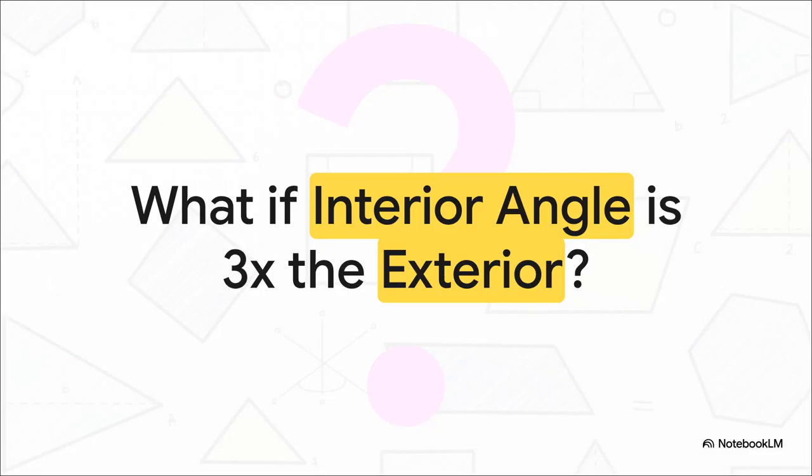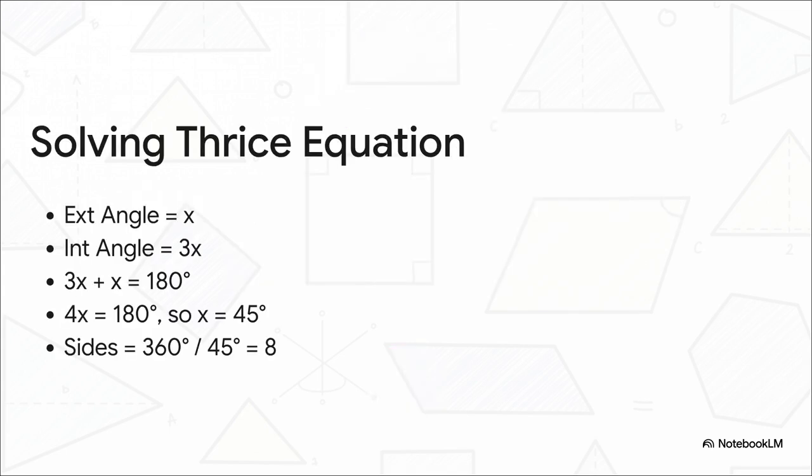All right, let's twist it up a bit. What if a problem says the interior angle is exactly 3 times the size of the exterior angle? How many sides does that shape have? I love this one. It's a brilliant word problem because it forces us to mix some basic algebra with our new geometry formulas. So here's how you tackle it.